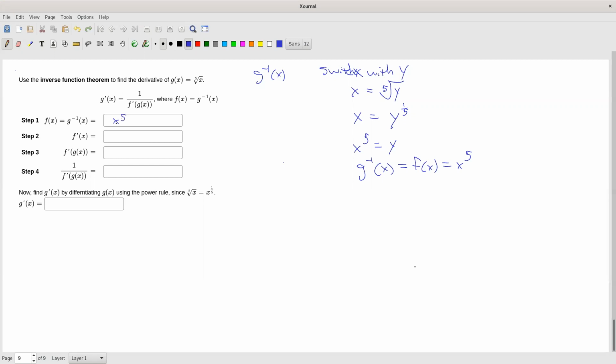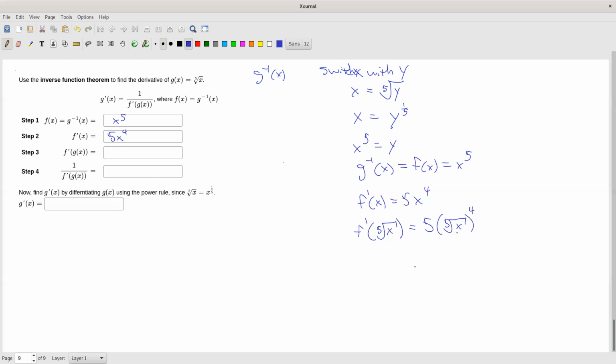And now I want to know, what's the derivative of that? So F prime is just 5X to the fourth. So this is my 5X to the fourth. And then I'm asked to compose that with the inverse of the inverse. So what is F prime of the fifth root? There are a couple ways to write it: 5 times the fifth root of X in parentheses to the fourth power.